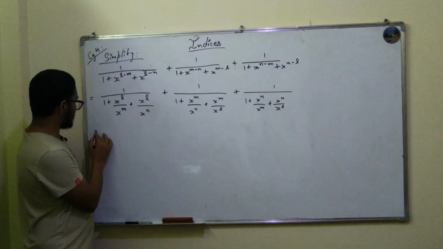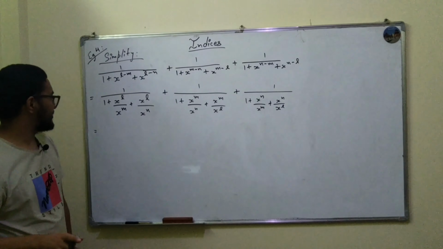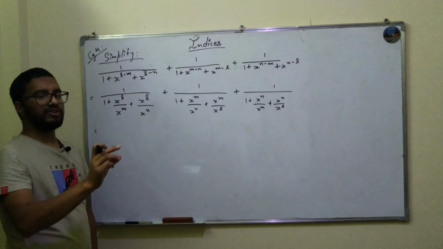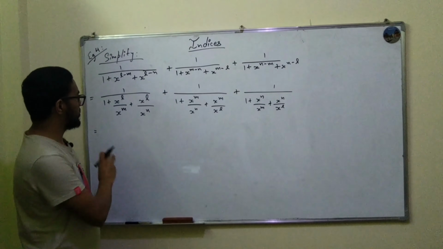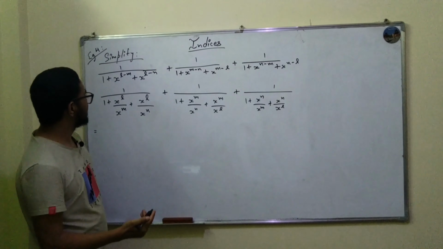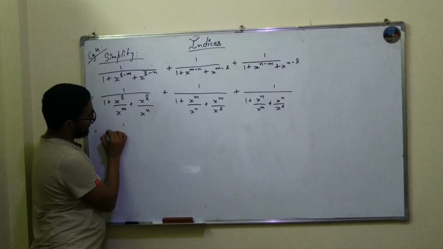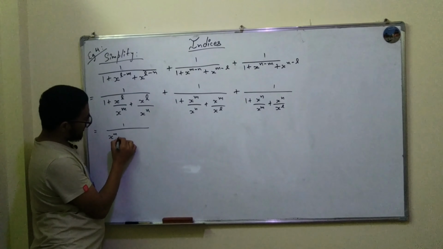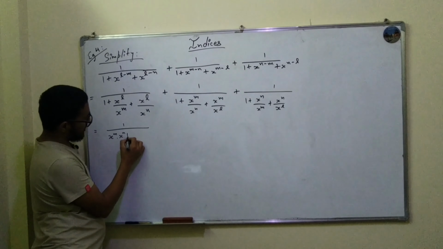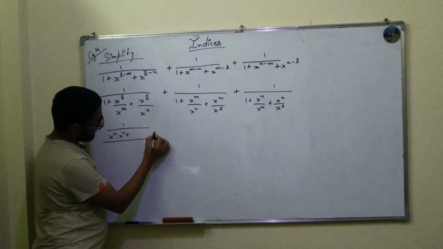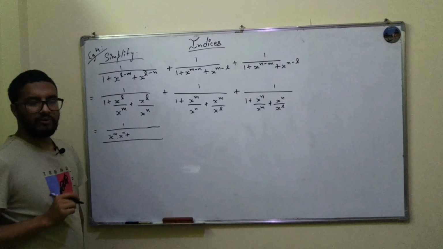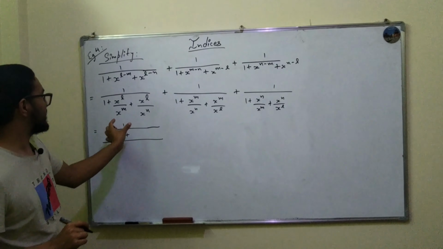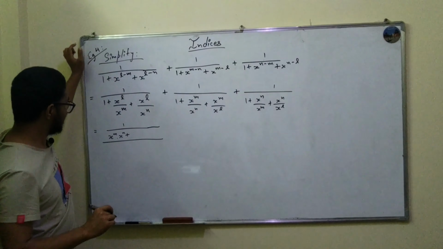So let's take the LCM after this. Since this is x^m and then x^n, they are two different terms, right? So we need to multiply it. So 1 upon x^m dot x^n plus... why have I done that? Because it is 1, it does not have anything on the base, right? So both of them will go there.